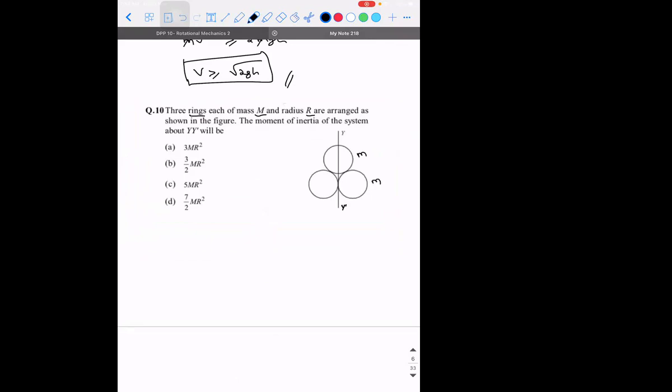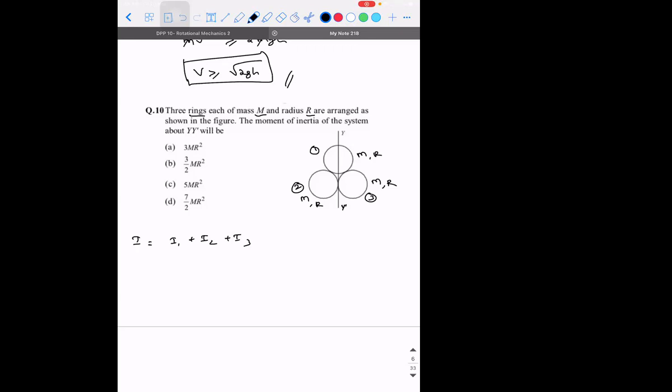This is m, and this is m, and radius is r. So how to find the moment of inertia, guys? One thing I can say, the total moment of inertia is equal to I1 plus I2 plus I3, where I1 is the moment of inertia of the first, I2 and I3 are the moment of inertia of the second and third respectively. Now let's break it down into three parts: first, second, and third. So y dash is the axis about which the total moment of inertia is needed. So y dash with respect to the first one is acting like what?